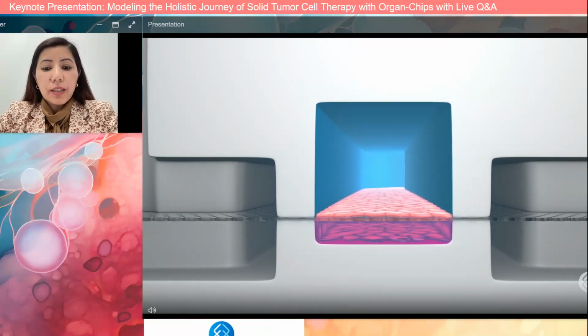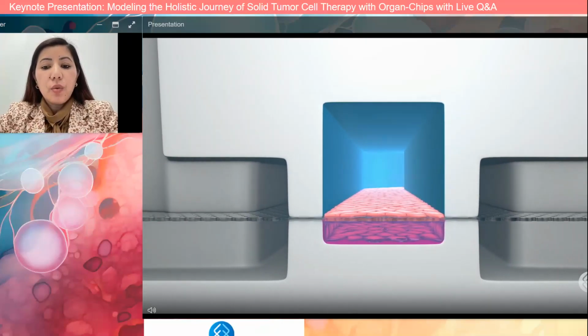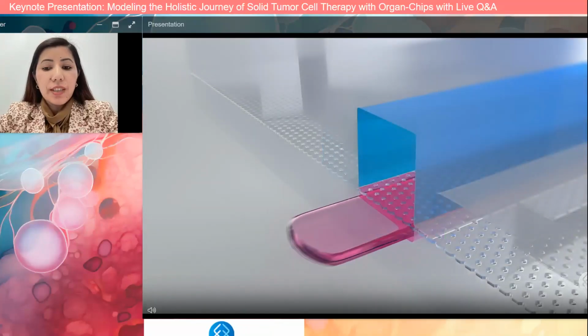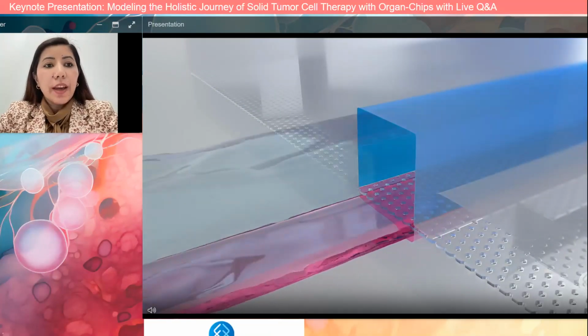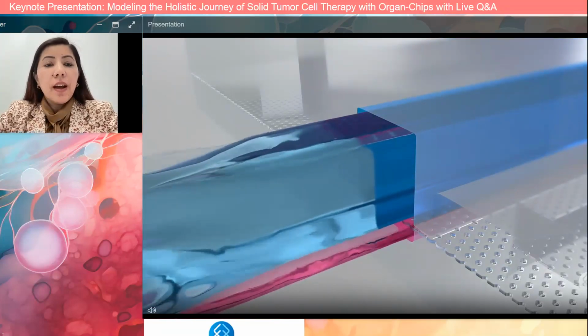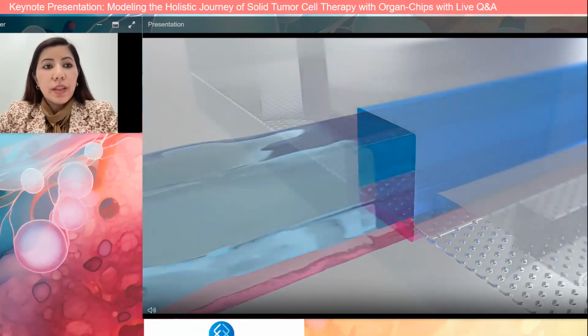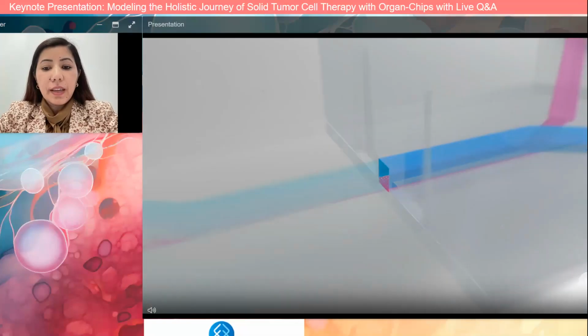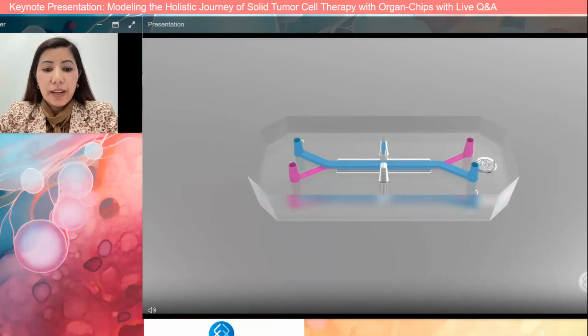On both sides of the membrane, you can coat them with the tissue-matched ECM. Then within each channel, you can flow distinct media or establish an air-liquid interface and collect effluent for downstream analysis.